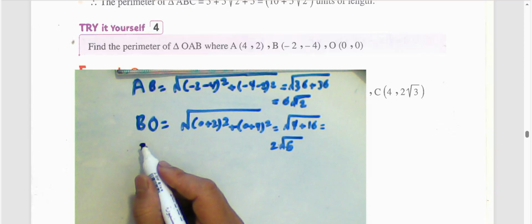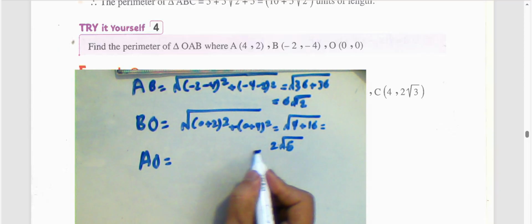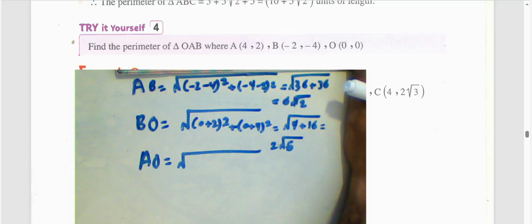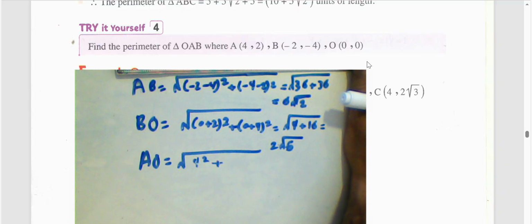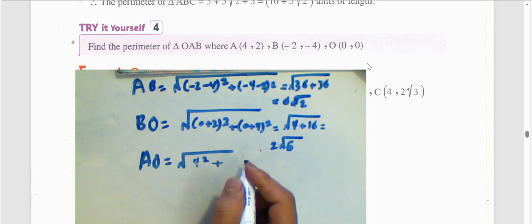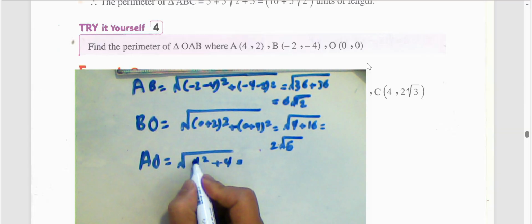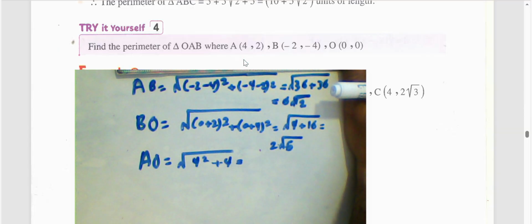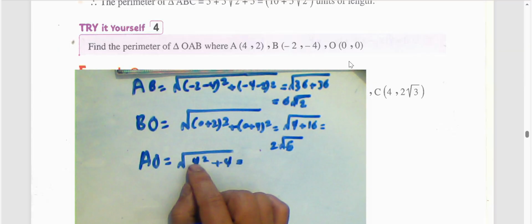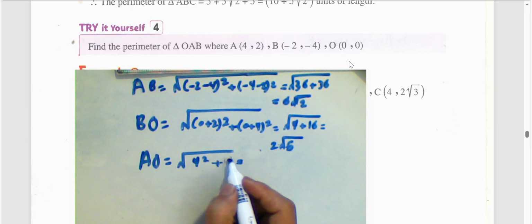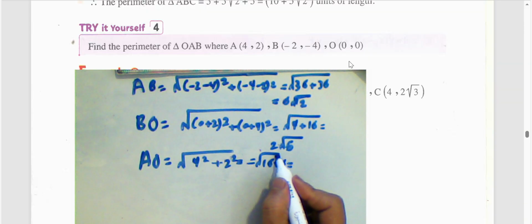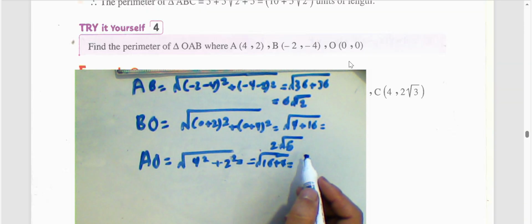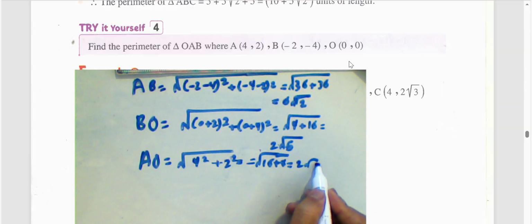And the length of AO. A and O, we have 4 minus 0 to the power 2, which is 4 power 2, and 2 minus 0, 2 power 2, because we want to find the distance between point A and the origin. 4 power 2 and 2 power 2, okay? The result will be 16 plus 4 equals 20. Then the result will be 2 root 5.